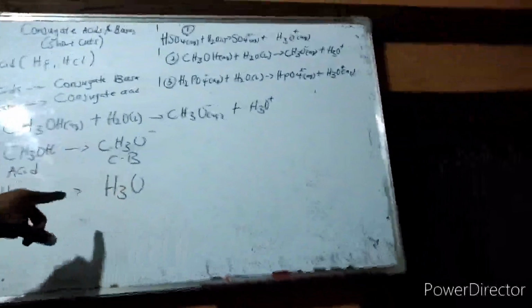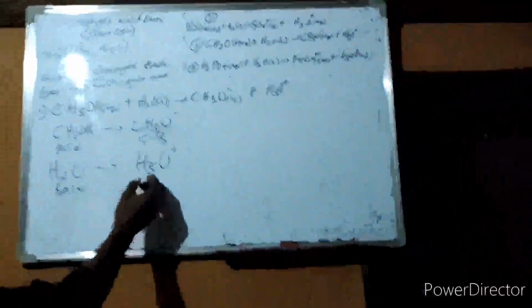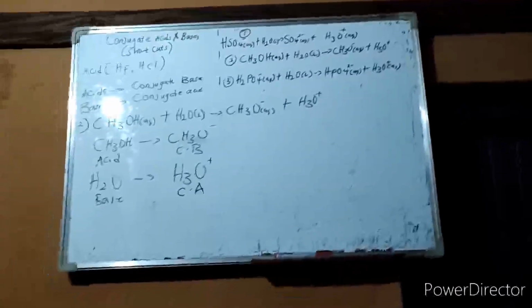And after that, you put a power. This time you are not adding a negative power. You are adding a what? A positive power, which is H3O plus. So this will now give you a what? Your conjugate what? Acid. So you see, it's very, very easy.